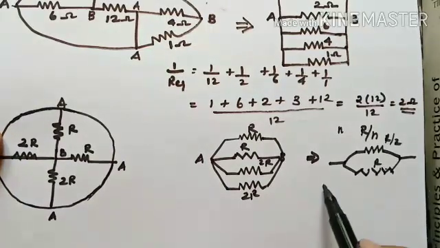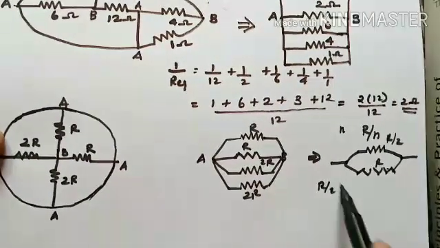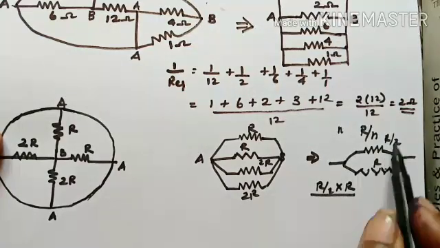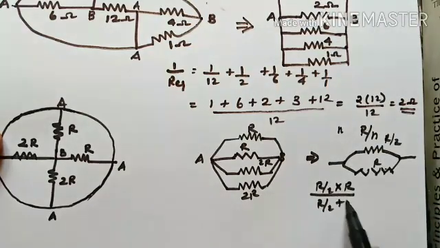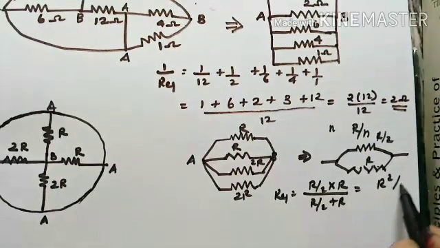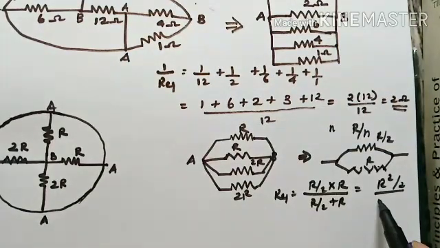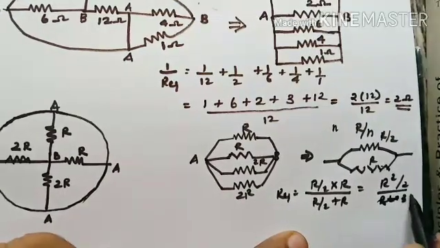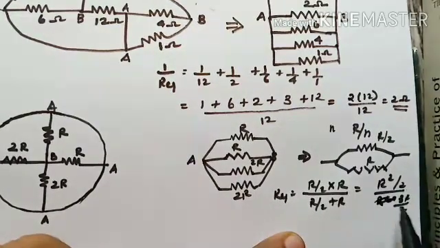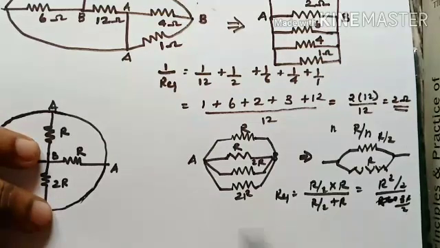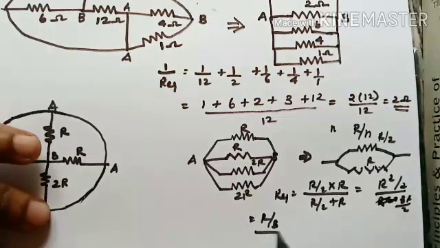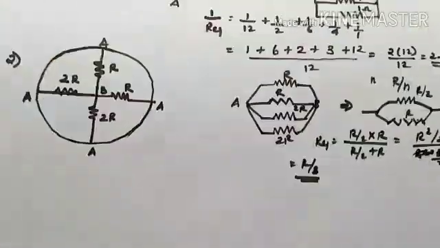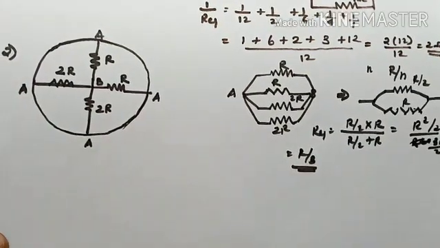So now you can use R1 into R2 divided by R1 plus R2, that is R by 2 into R, divided by R by 2 plus R. That will be R squared by 2 divided by R plus 2R, so it will be 3R by 2. So the 2 cancels out and R cancels out. So the answer will be R by 3. Clear?